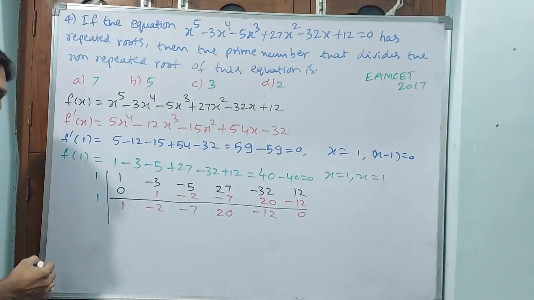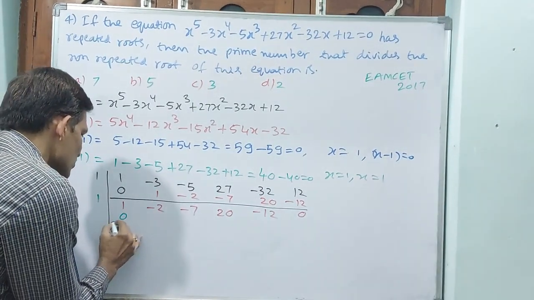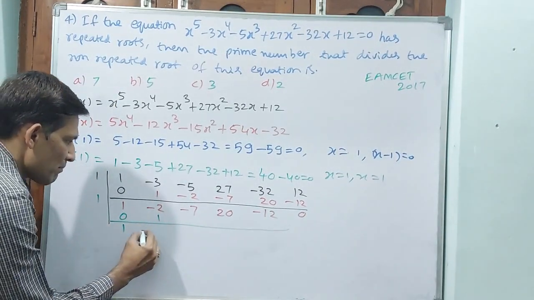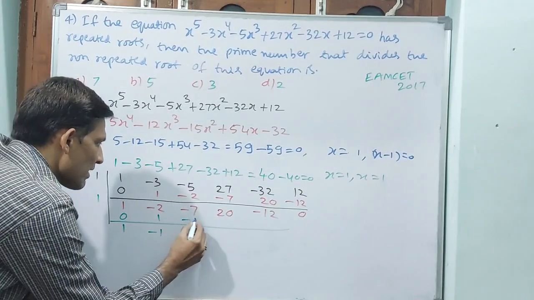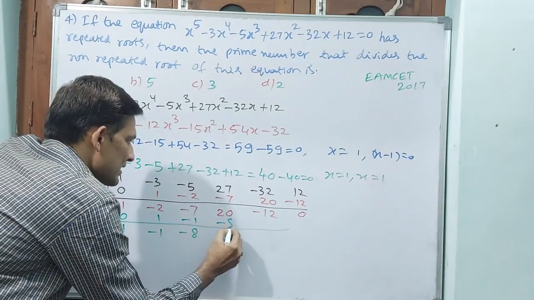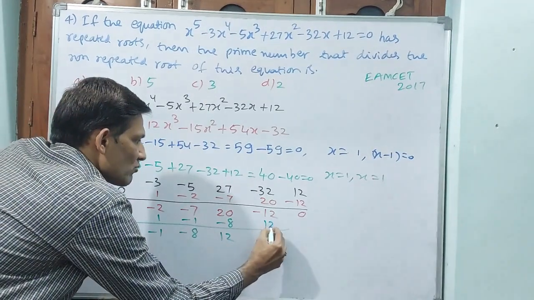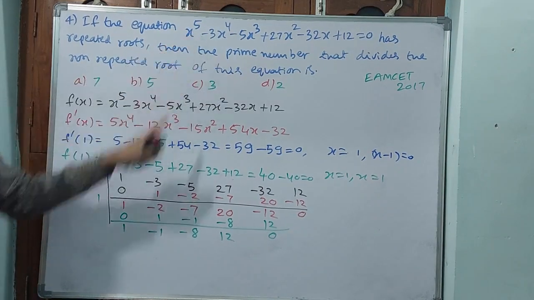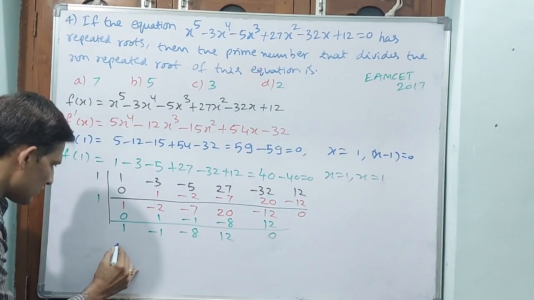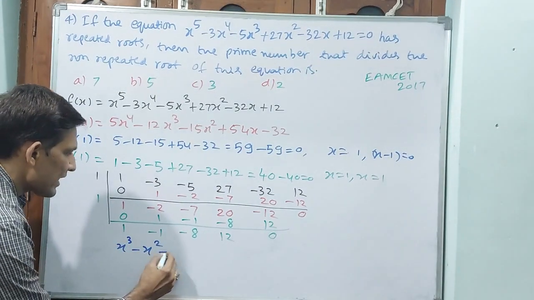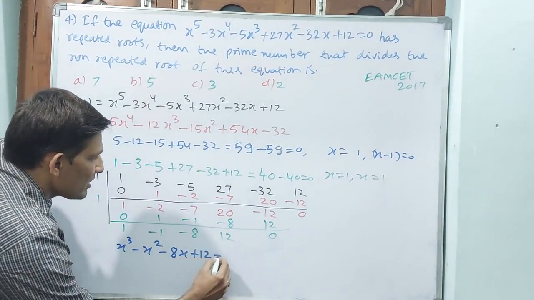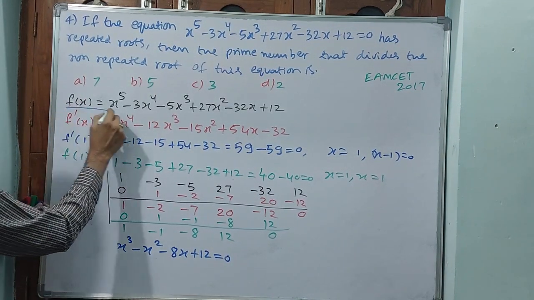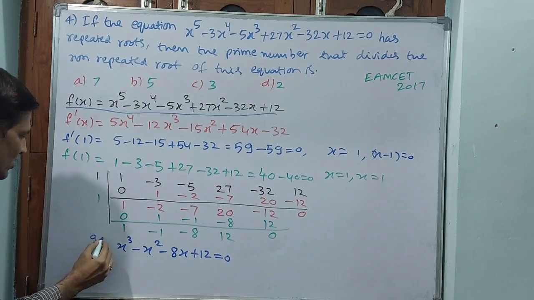Then go 1. See, 1 into 0, 0. Okay. 1, 0, 1. 1 into 1, 1. Minus 2 plus 1, minus 1. 1 into minus 1, minus 1. Then minus 8. 1 into minus 8, minus 8. Then plus 12. 1 into 12 is 12. Then 0. Okay. Now you see, from power 5 to power 3 will come. Why? Because see, this is x cubed minus x square minus 8x plus 12 is equal to 0. Okay, see, if you take this as f of x, you see, this we have taken as f of x, then you take this as g of x.